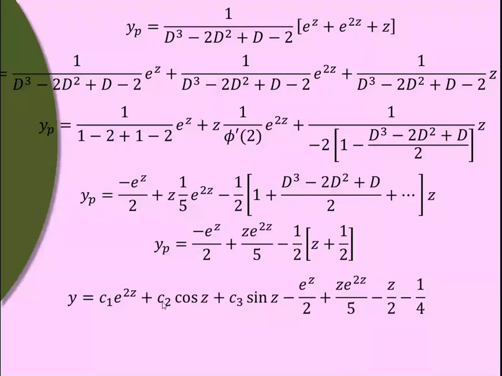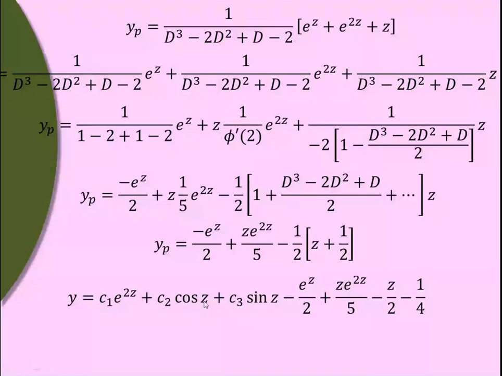And after adding yc and yp, we have to get the answer in x terms. But here we have a z term. So do the back substitution. Now what is the back substitution? We know that e raised to z is x and z is log x. So wherever e raised to z is there, replace it by x. e raised to 2z becomes e raised to z whole term square. So this will be x square.